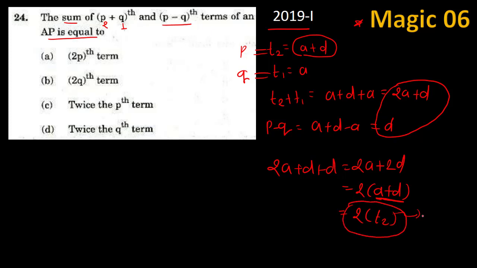It is twice the pth term. Please don't get confused in this option. It is 2 into the pth term. If suppose you take P as 4, then this becomes the 8th term, which is wrong. Twice the pth term is 2 into the 4th term. This is the difference. This becomes the 8th term, but this becomes 2 into the 4th term.